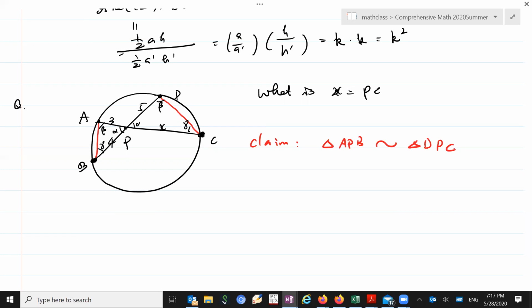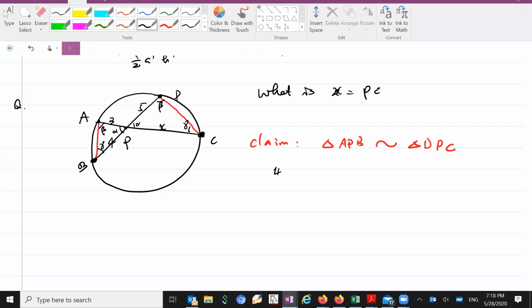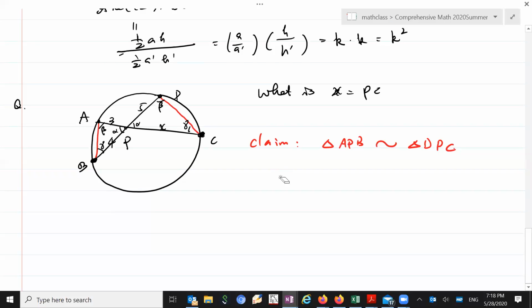What are the corresponding sides? So those two triangles are similar. The corresponding side will be beta corresponding to beta. So anyway, we are going to have 4 over x should be equal to 3 over 5. Okay? And also, it's going to be AB over DC, but we don't need to find that.